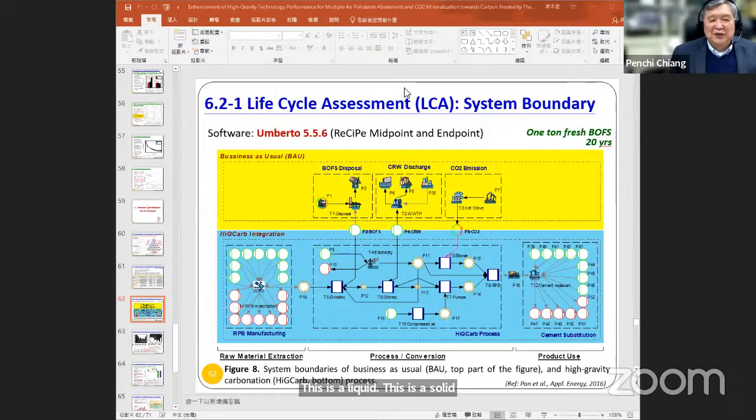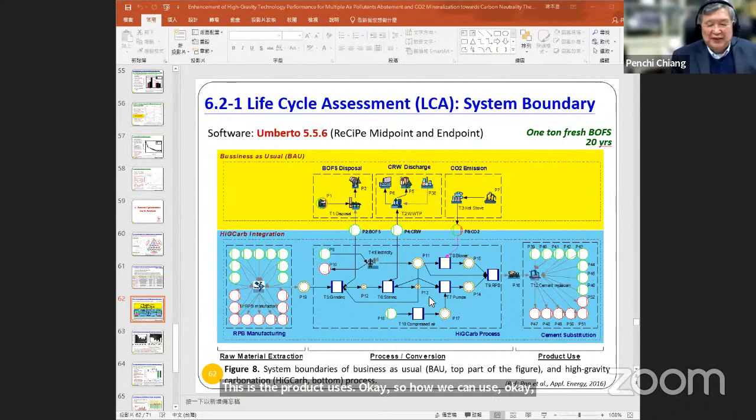See how you can use the waste materials throughout the process, through the hygiene process. You can see there are a lot of unit processes shown here. Later I will let you know. This is the raw materials extraction. This is the process conversion. This is the product use. So this is the hygiene integration.